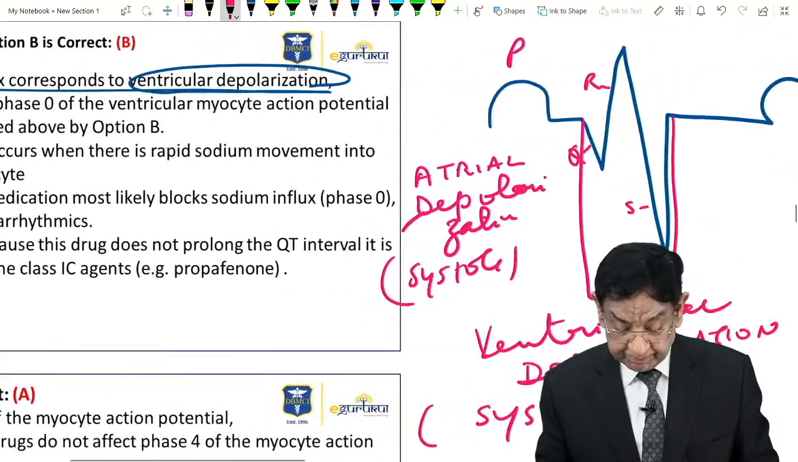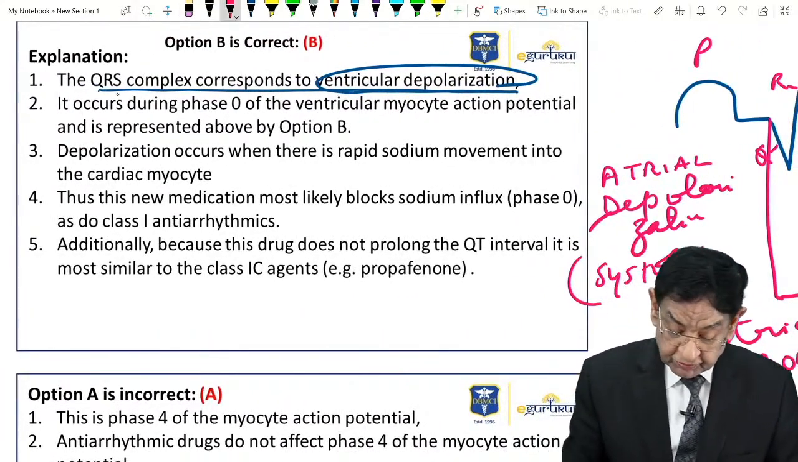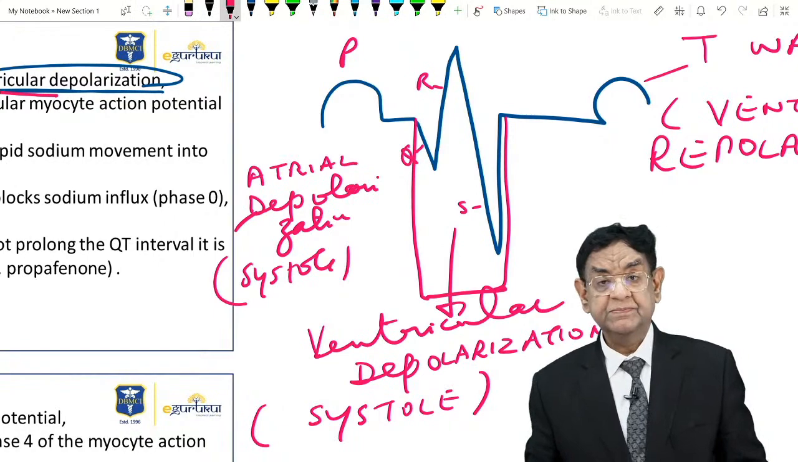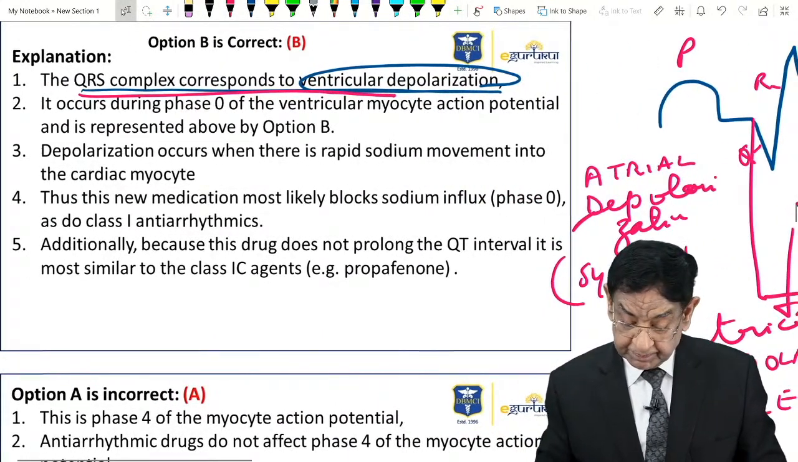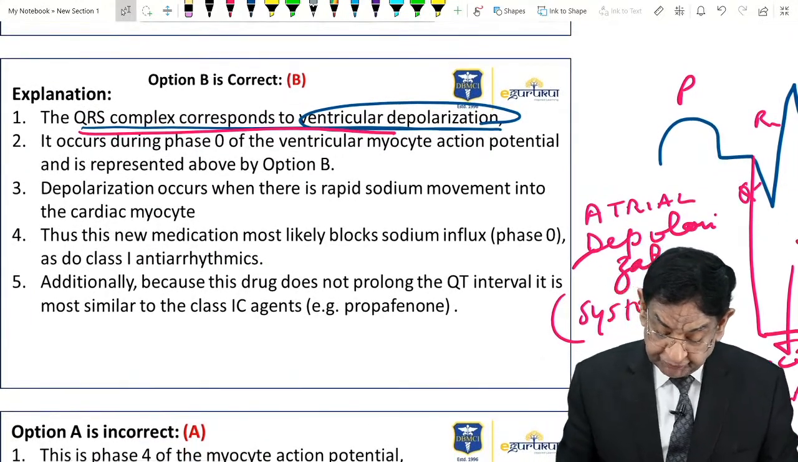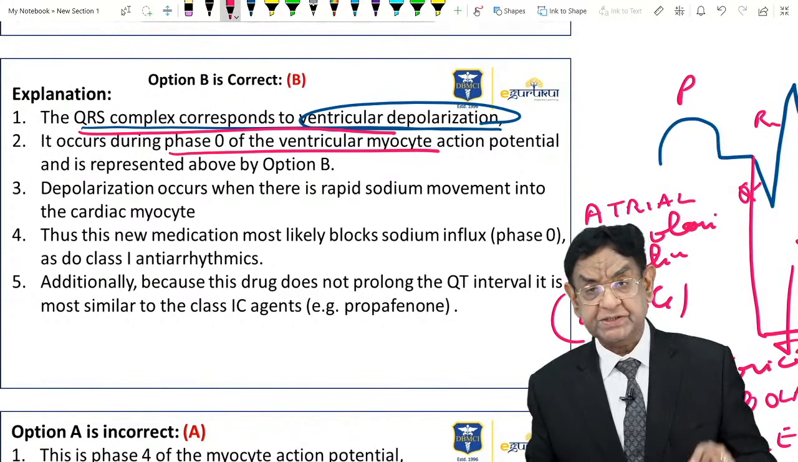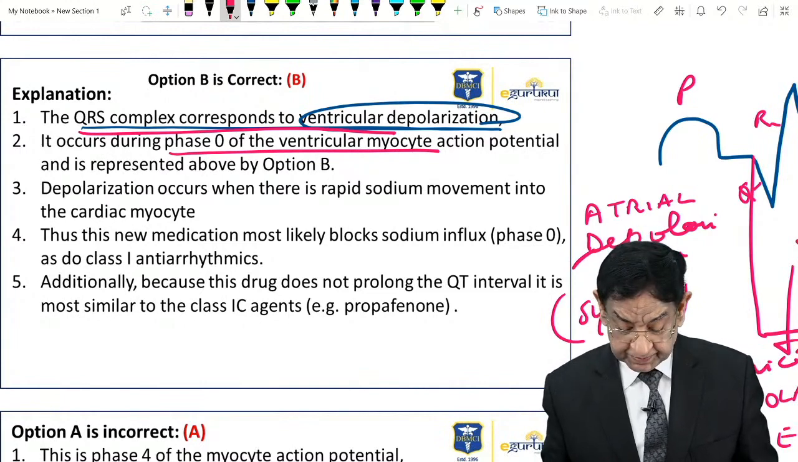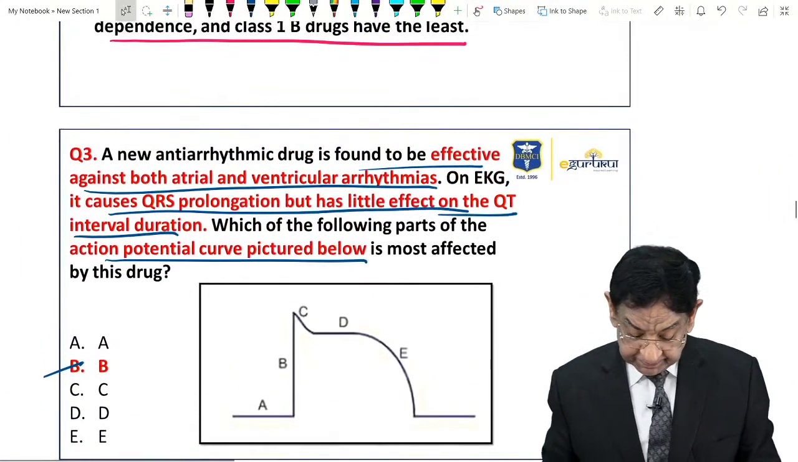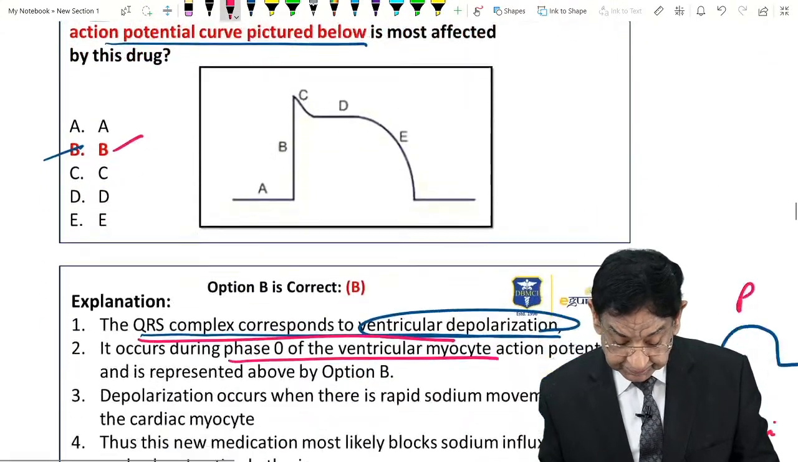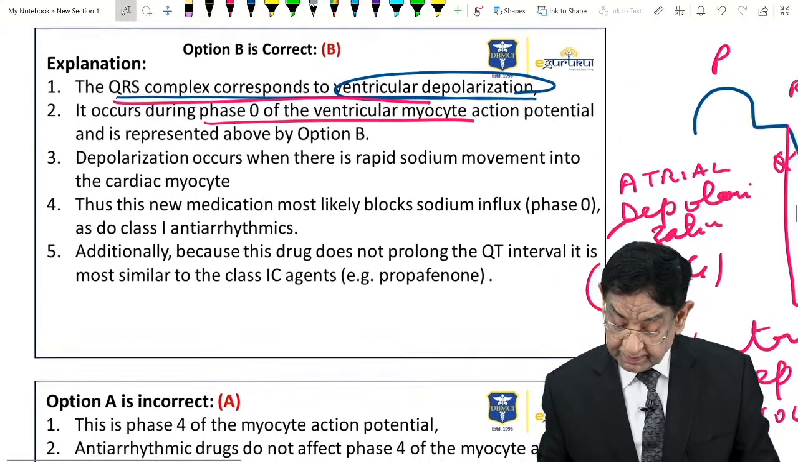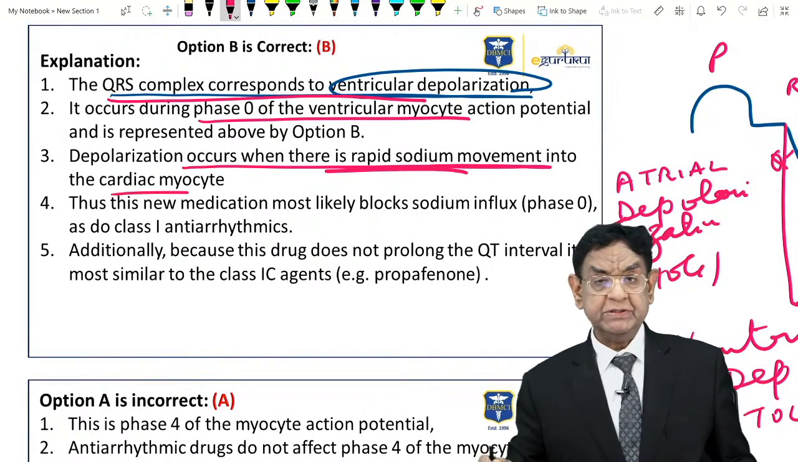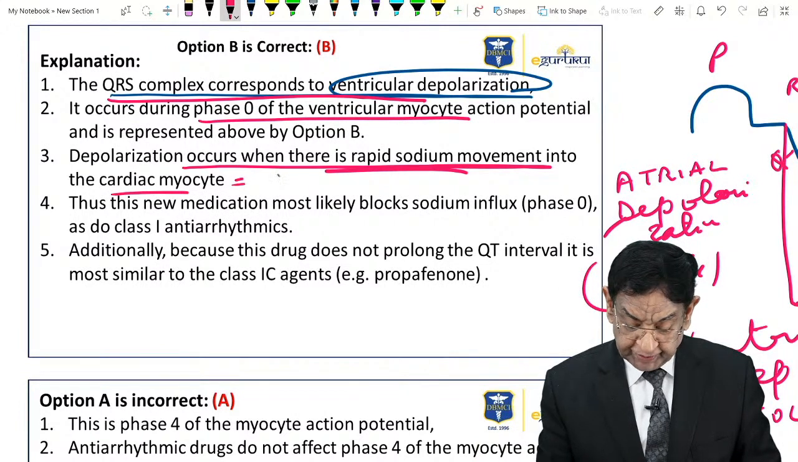So with the basic QRS complex, ventricle depolarization, which I told you just now, this occurred during phase 0, where sodium is entering into the cell, which is represented by option B. Agreed? So depolarization occurs when there is rapid sodium movement into the cardiac myocyte. He's talking about phase 0, that we know very well.